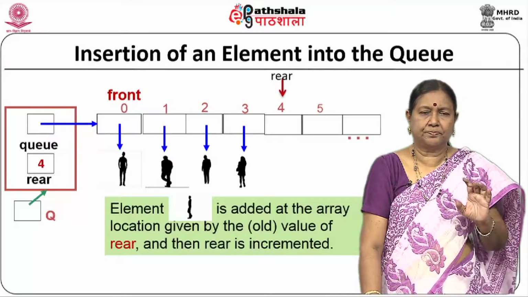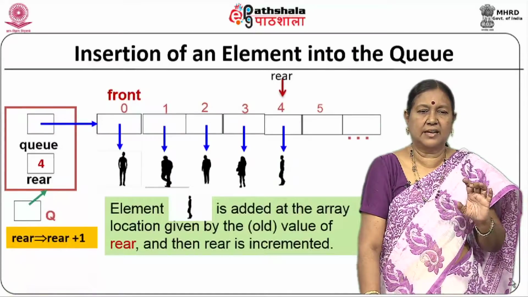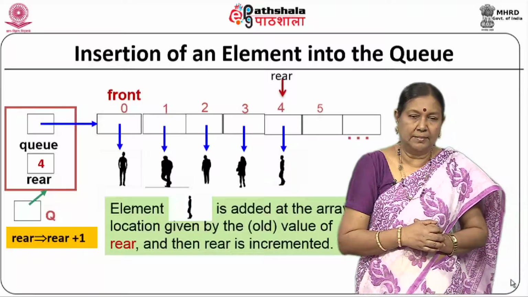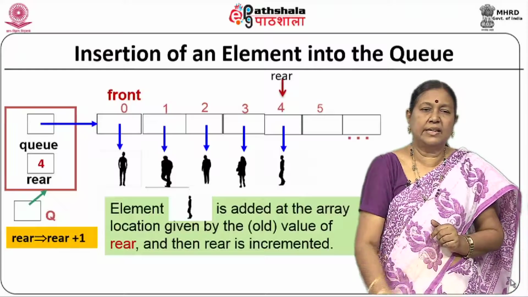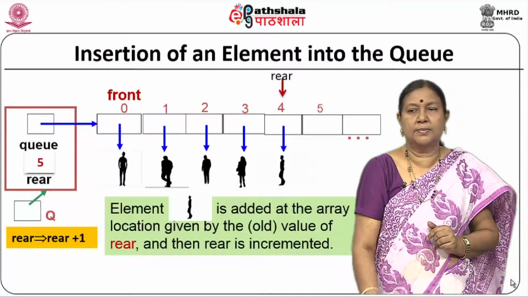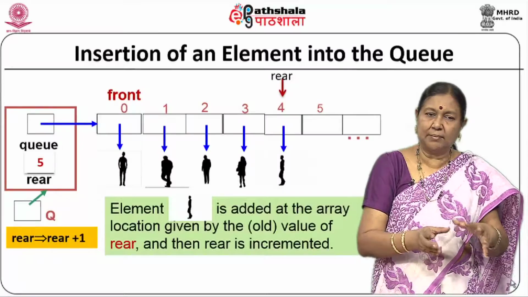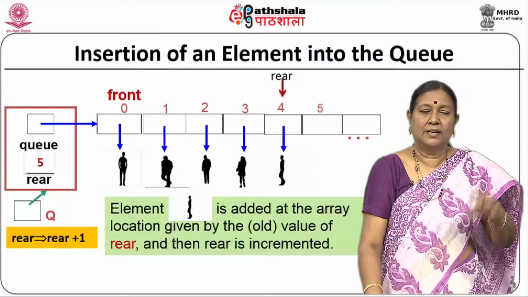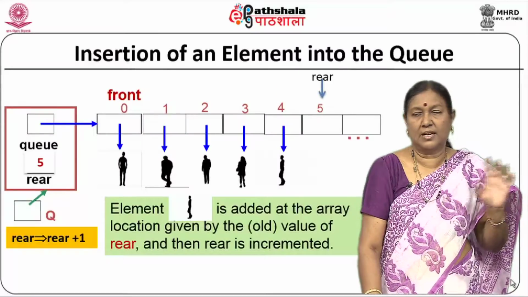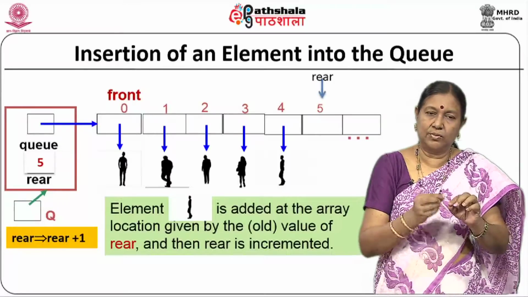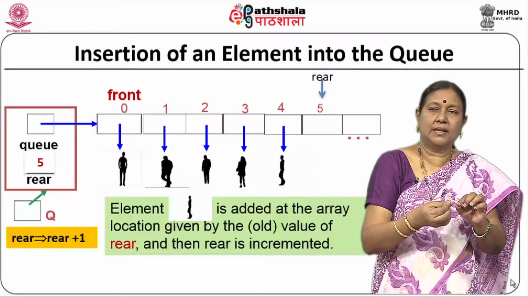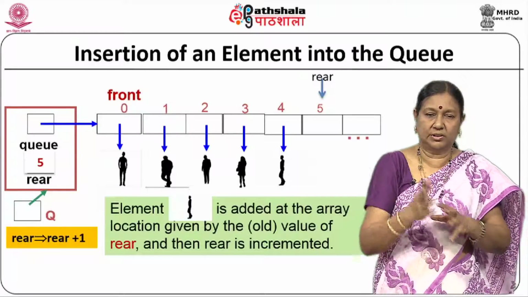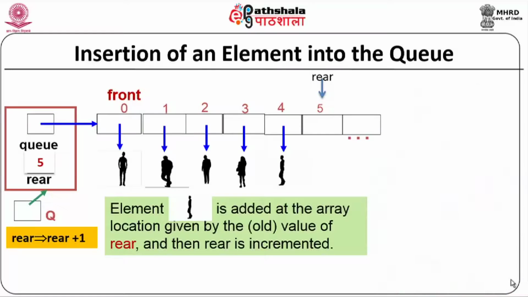So, what do we do? We first insert that element to the position currently pointed to by rear, and then we will increment rear. When we increment rear, this becomes 5. This gives the number of elements in the queue, and of course, the rear has been incremented. So, these are the 3 steps: you insert the element at the old rear position and then increment rear, and that is what is shown here. So, now rear points to 5.